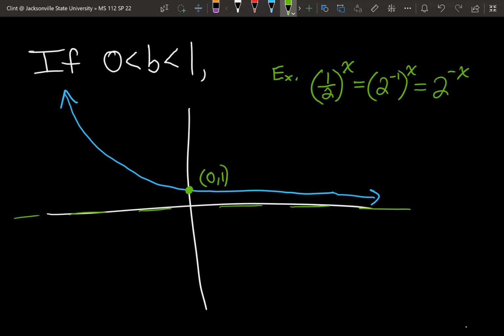But you can just remember that if our base is bigger than 1, it gets big on the right side of the graph. If our base is a fraction, if it's between 0 and 1, it gets big on the left side.